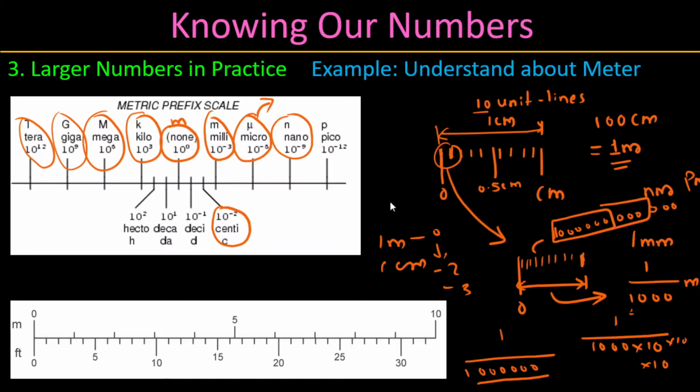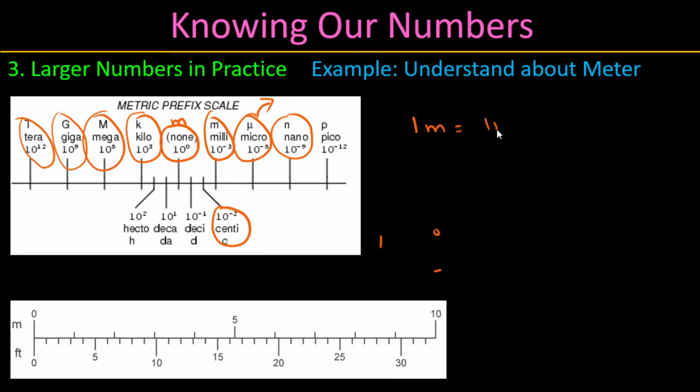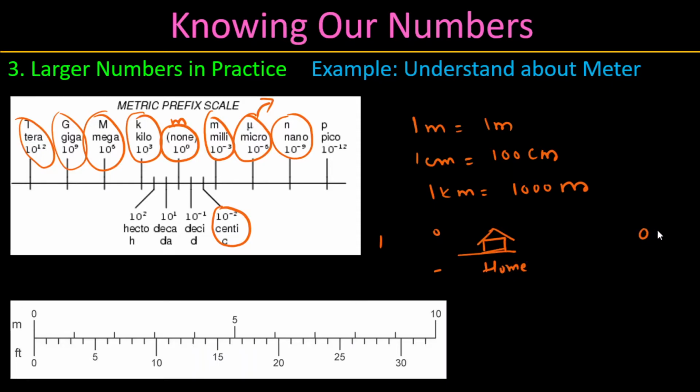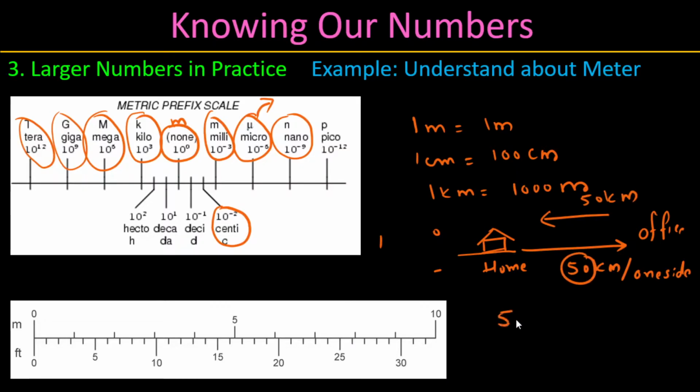Let's see how kilometer works. 1 meter equals 1 meter. 1 centimeter equals how much meter? 100 centimeter is 1 meter. If you say 1 kilometer equals how much? 1 kilo means 1000 meter. For example, your home is here. This is the home location. Your office is here. You travel from home to office 50 kilometers one side. So you will be back home another 50 kilometers. How much are you traveling? 50 into 1000 meters. How much is it? 50,000 meters you are traveling one side.